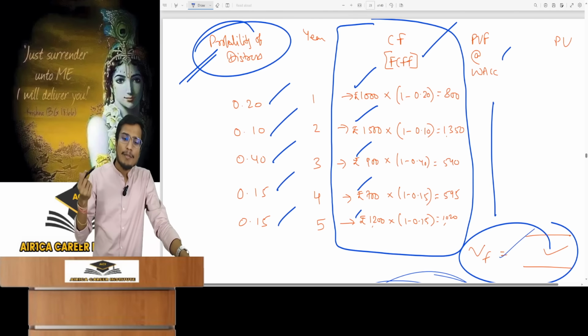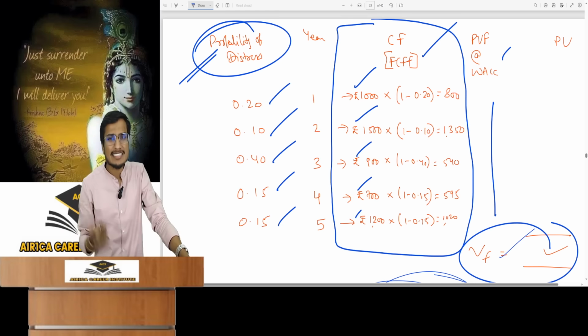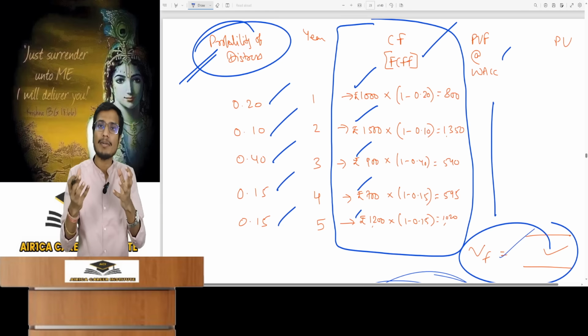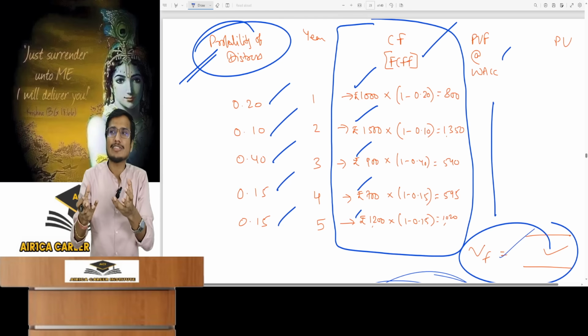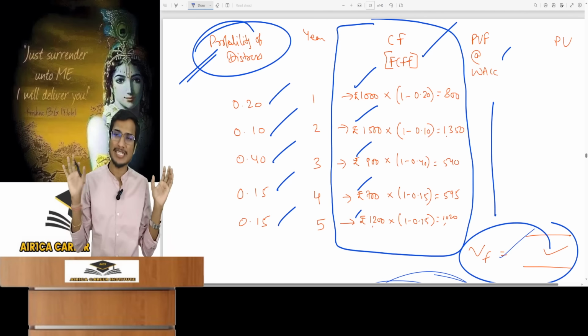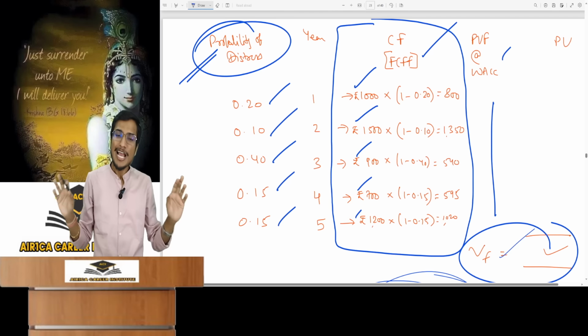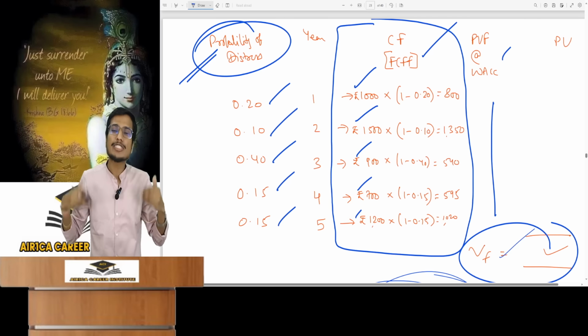The probability, the 0.20 means 20%. So what does the probability of distress mean? It means the probability that the company will go into so much distress that it shuts down, goes bankrupt and is finished. What is the probability of the company shutting down?